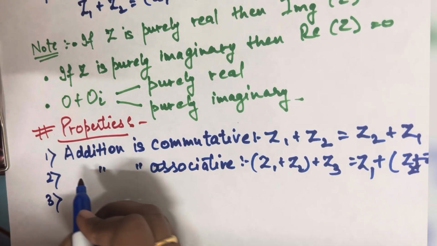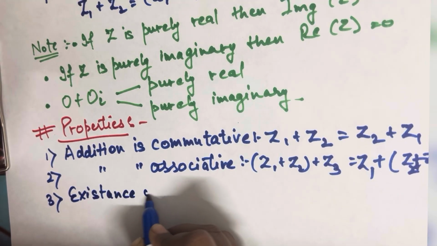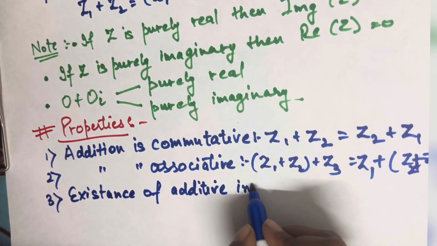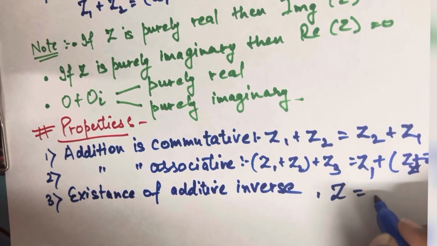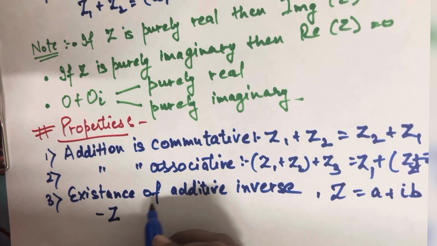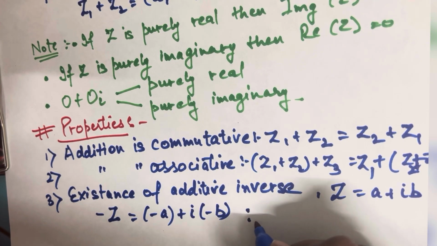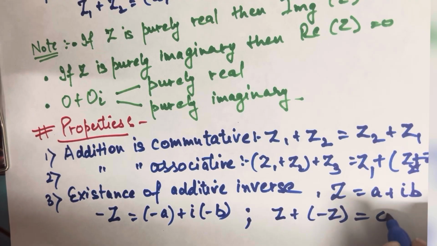Now, existence of additive inverse. What does it mean? For any complex number, like if we have a complex number z equals a plus iota b, there exists minus z, that will be equal to minus a plus iota of minus b, right? Such that if you add z and minus z, you will get 0.